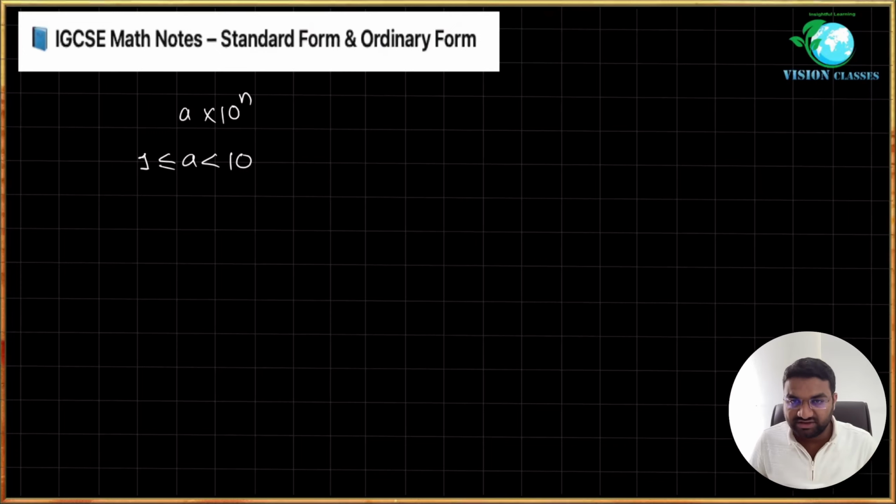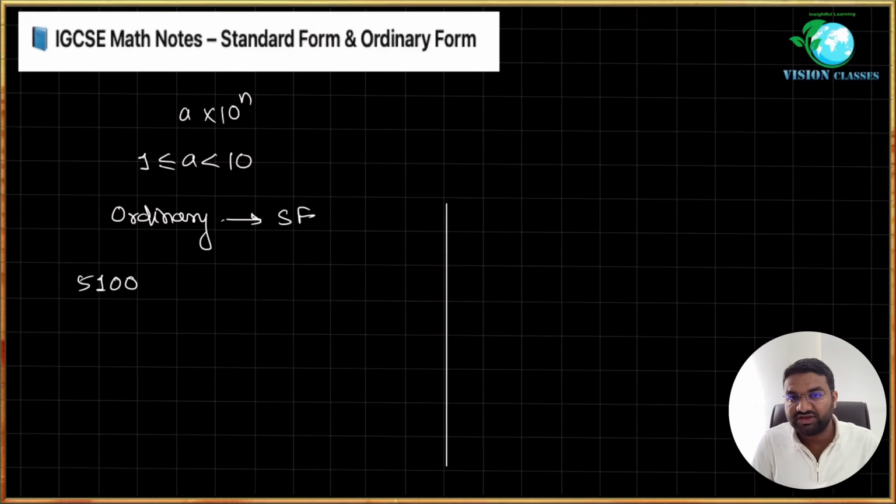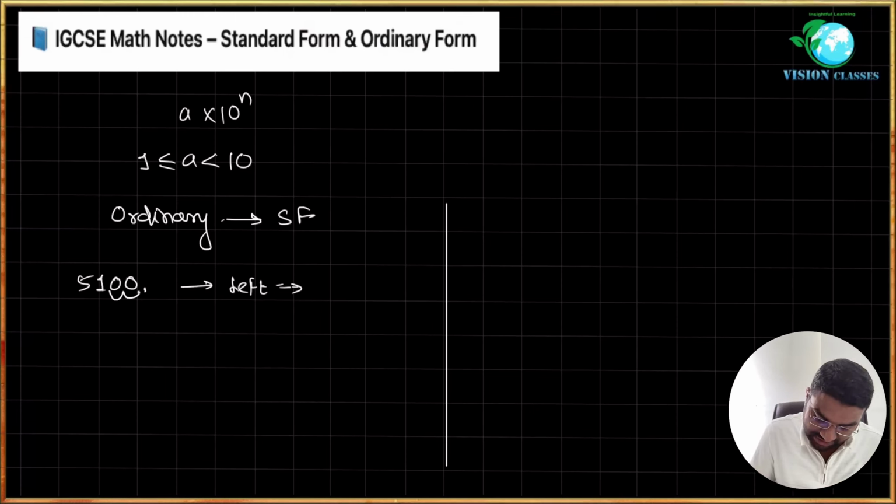Now we'll take two examples of writing ordinary to standard form. One is 5100. Here the number is greater than 0, so in this case we can write the positive power. Positive power means we have to move the decimal place. Here we have a decimal place, so we have to move it to the left. When we move it to the left, it means we have to write the positive power. So this is 1, 2 and 3. 3 to the left, isn't it? So it will be 5.1 times 10 to the power of 3. Done. That's it.